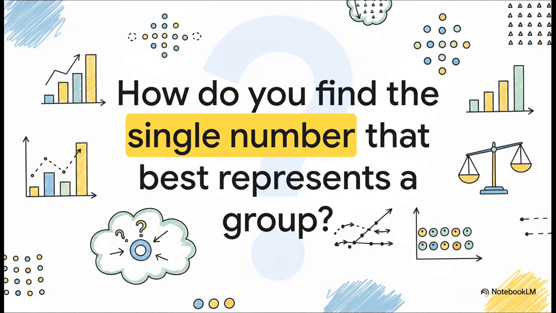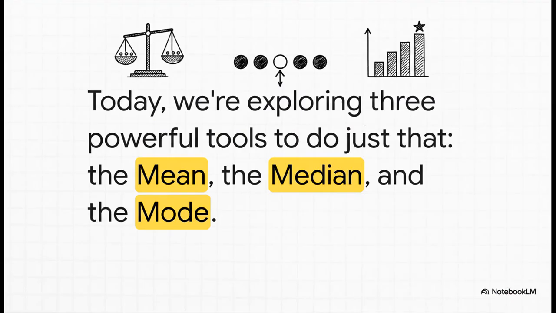We need a way to take all that complexity and just boil it down to one single, meaningful number, something that gives us a real sense of the center. But what's the best way to actually find it? Well, today we're going to meet three different characters, if you will, that all try to answer that question. Each one has its own personality, its own strengths, and its own weaknesses. These are the big three: the mean, the median, and the mode. And by the time we're done here, you'll know exactly which one to use and when.